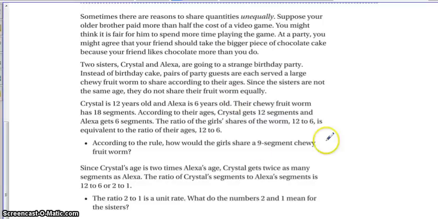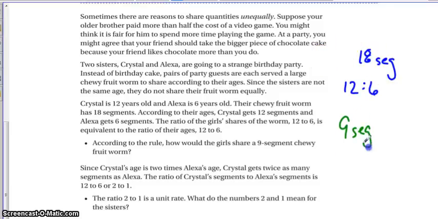So what we're going to do here is, since on the 18 segment worm they were 12 and 6, now we have half the worm. 9 is half of 18. So now we have 9 segments. What is going to happen to the share of the worm? Well, if we divide this by 2, we get 9. So since our size has decreased, we also need to decrease our ratio of 12 to 6 by 2, which means we're going to divide both numbers. So 12 to 6, we're going to divide both of those by 2.